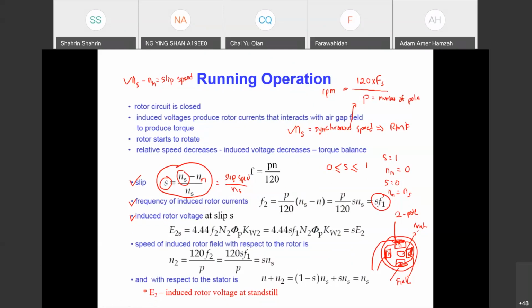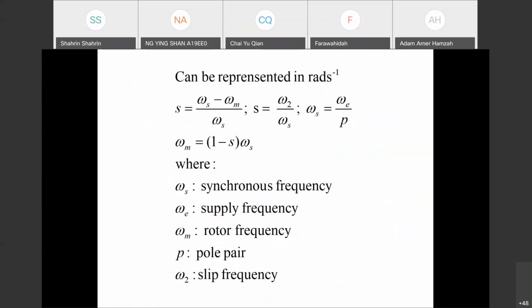Okay, so this one is, I think, not very important, so I just skip. So sometimes the slip speed and so on is actually referring to radian per second.